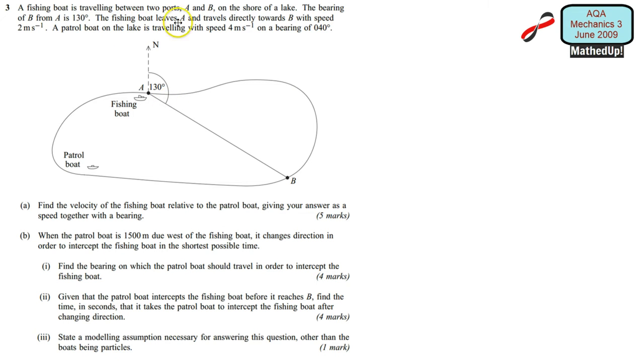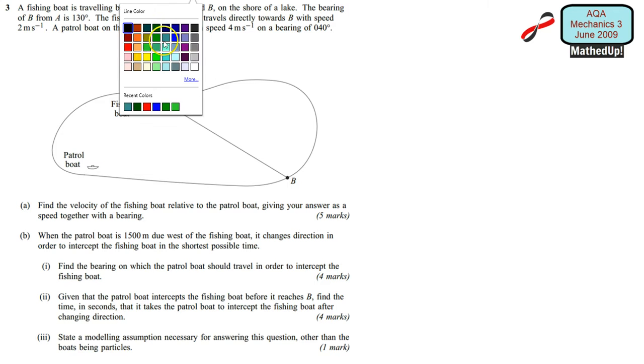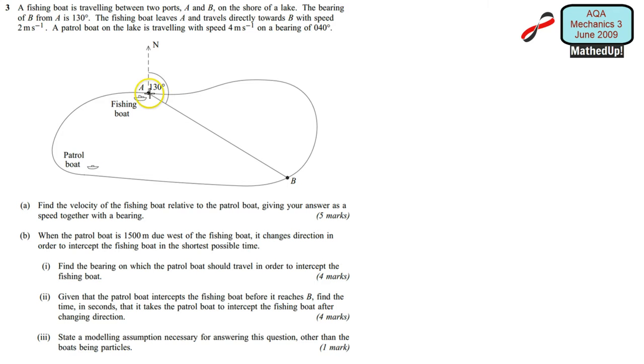The fishing boat leaves A and travels directly towards B with a speed of 2 meters per second. So it's leaving A and it's travelling directly towards B at a speed of 2 meters per second. So that's the direction that A is heading in.